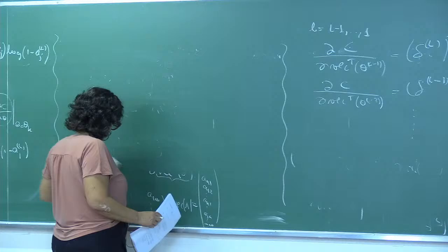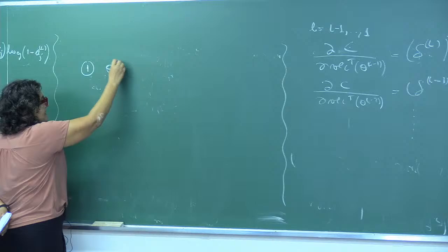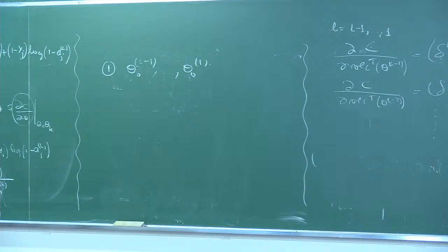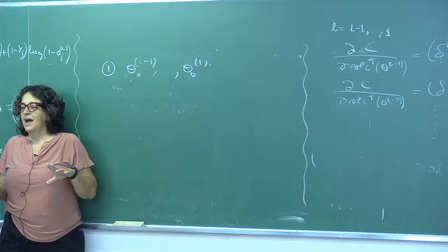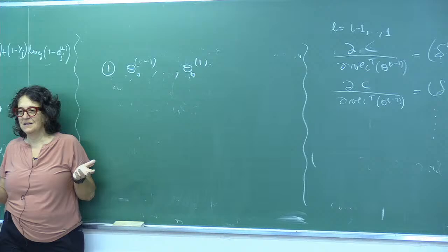And now comes the forward and backward. I start with theta 0 up to theta L minus 1. I put any value, a starting value. I start with any matrix for each of them. What is the next step? What do I do now? I have all the parameters. The algorithm, how does it work?